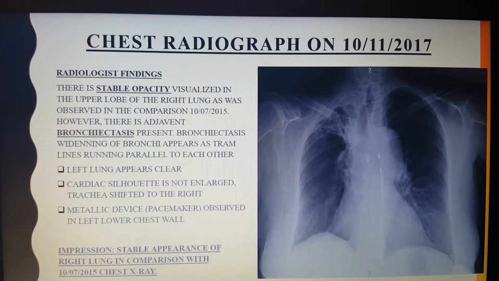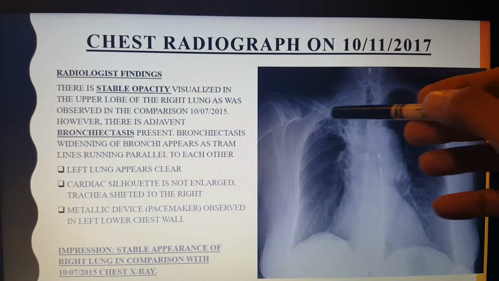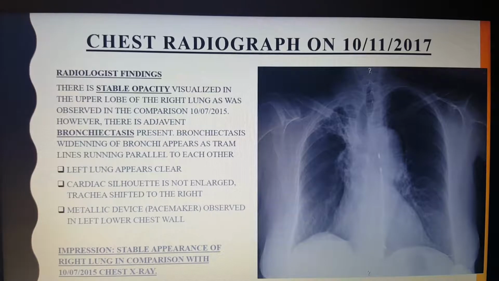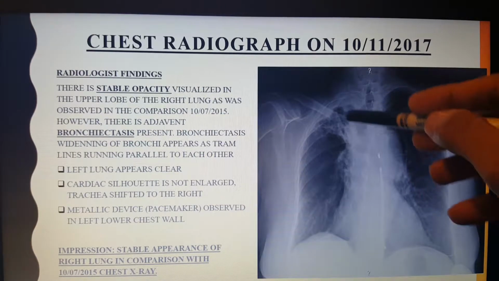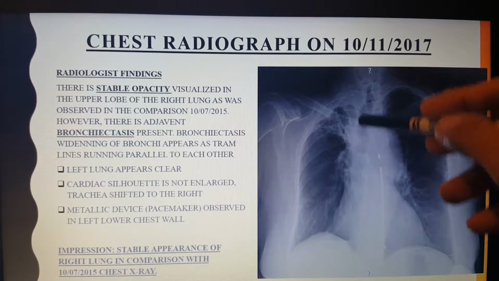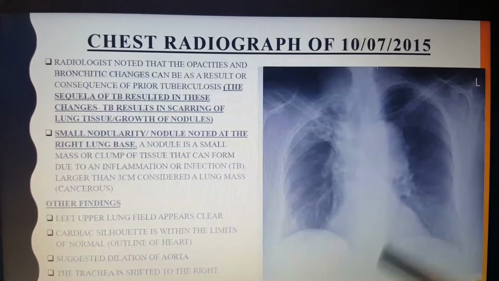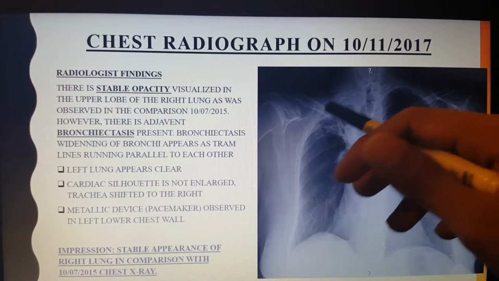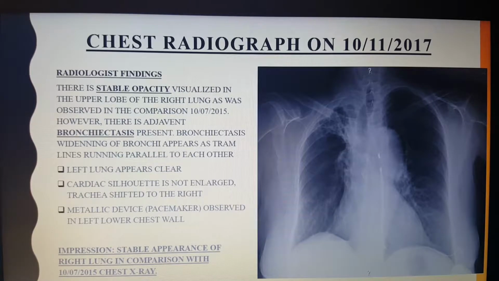And the findings in this chest X-ray was that there is stable opacity visualized in the upper lobe of the right lung, as was observed in the comparison done on the 7th of October of 2015. As you can see, the opacity is still there in the upper lobe of the right lung in the 2017 chest X-ray, but the radiologist on this occasion said that it is stable, meaning that it's relatively okay. It's not as bad as how it was in the 2015 chest X-ray. It appears to be going into a state of remission, possibly.